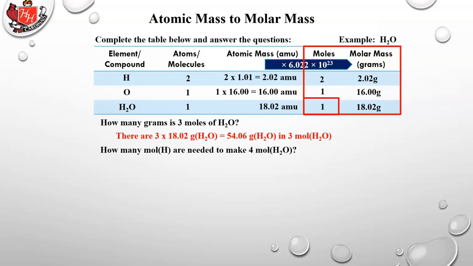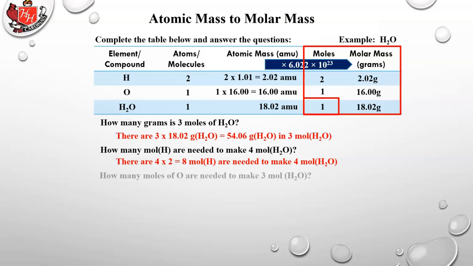How many moles of hydrogen are needed to make 4 moles of H2O? Well, if we look at it, to make 1 mole of H2O in that small red box, look up above, you need 2 moles of hydrogen. So if you want to make 4 moles of H2O, you need 4 times 2 moles of hydrogen. That's 8 moles of hydrogen, and that's what's needed to make 4 moles of H2O.